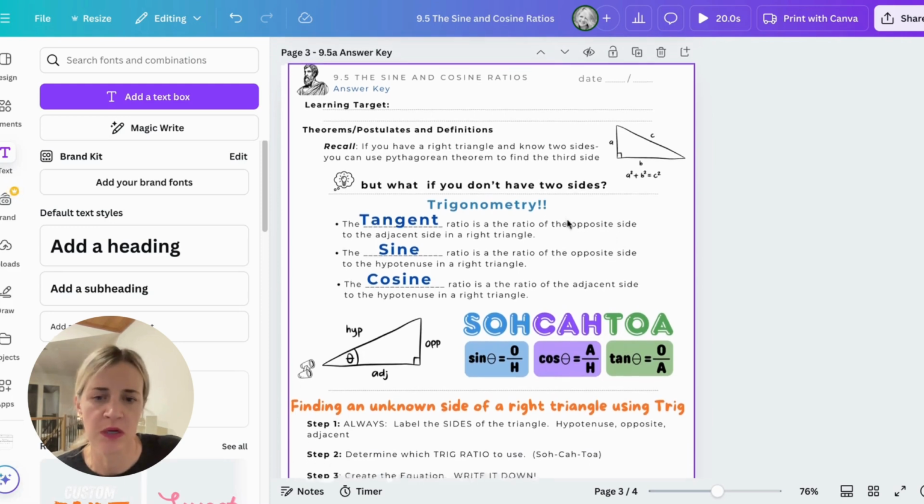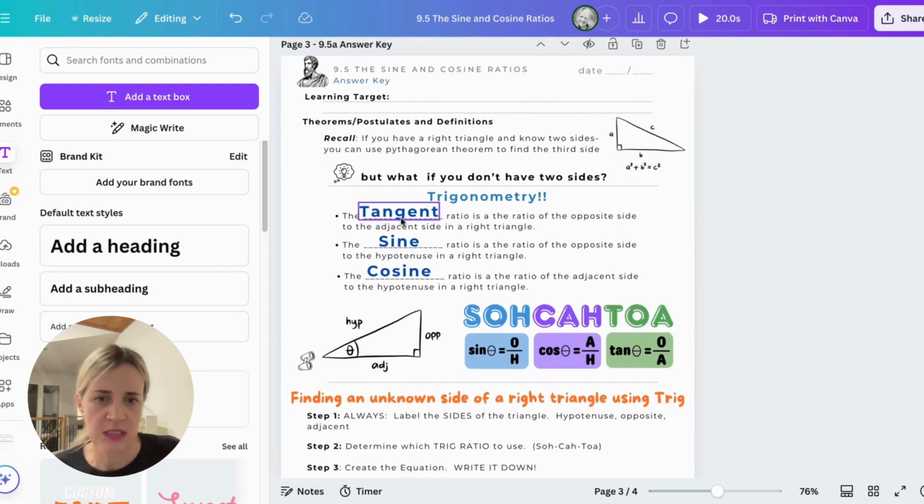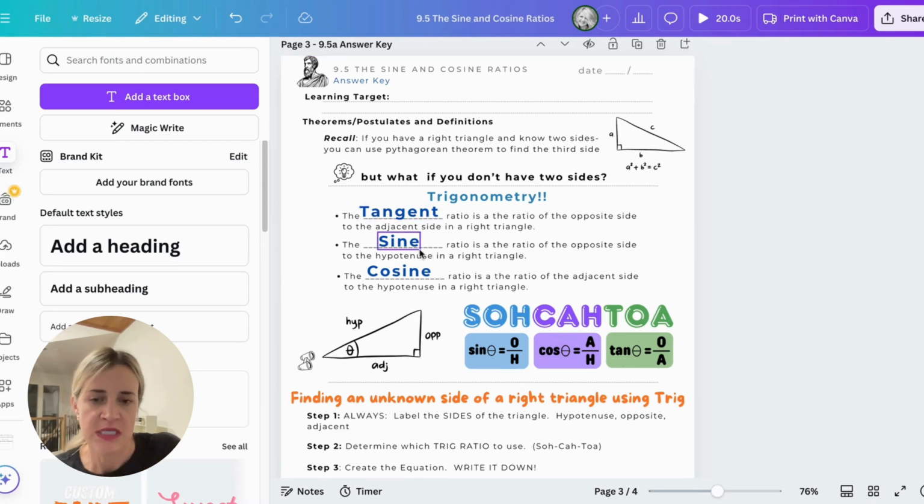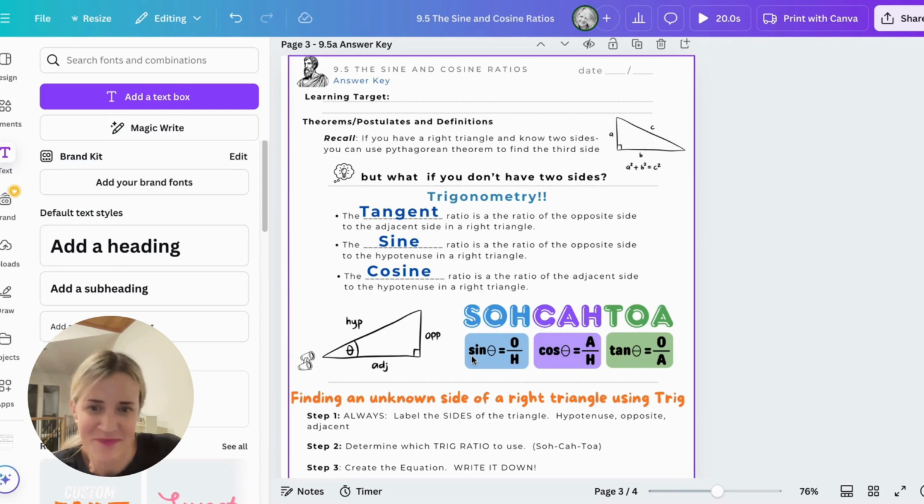Just a note here, tangent is the ratio of opposite over adjacent. The abbreviation for tangent is just tan, so that's why tangent looks like tan here. Sine, the abbreviation is sin. It takes the E off, cut a little short, I guess. And then cosine, the abbreviation is cos. So if you ever see those, they mean the same thing. It's just the abbreviation.